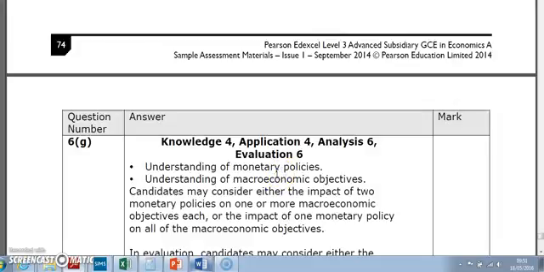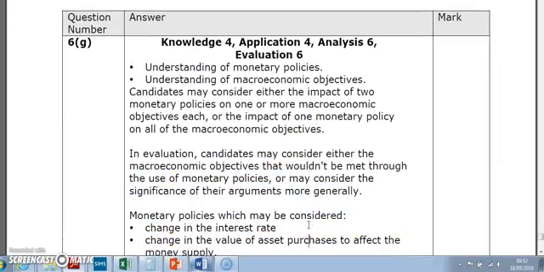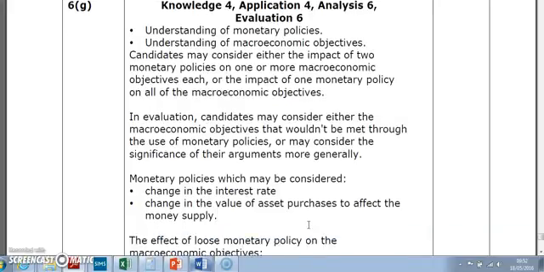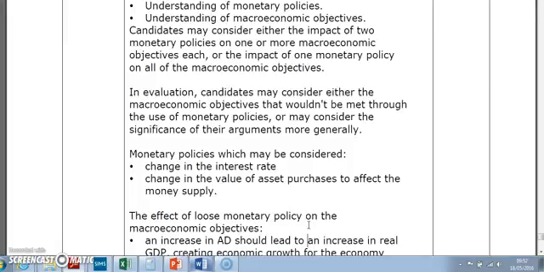Monetary policy is the Bank of England using interest rates to control the levels of inflation. There are various macroeconomic objectives, and I'm going to discuss all the different objectives. Candidates may consider the impact of two objectives or the impact of one objective on all macroeconomic policy objectives, right? So I'm just going to focus on interest rates because it's easier to do that.